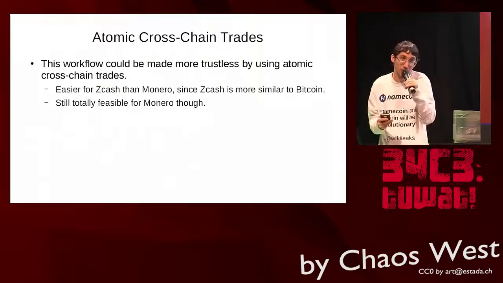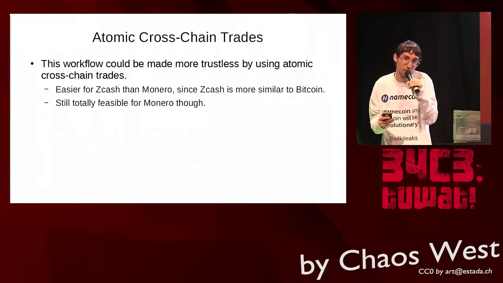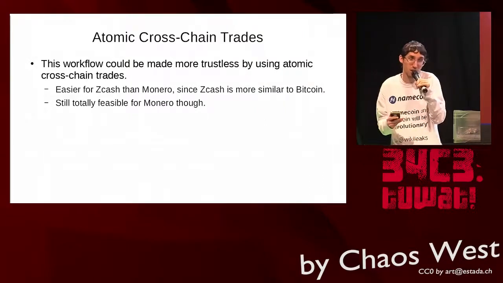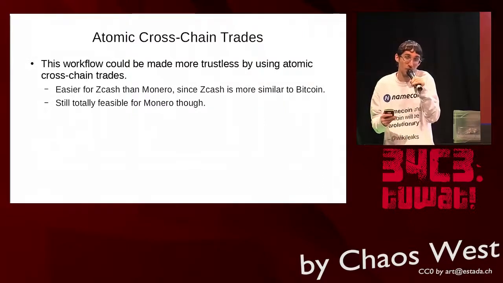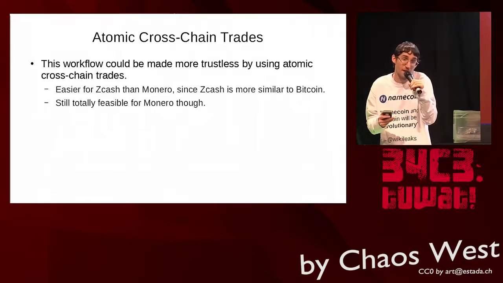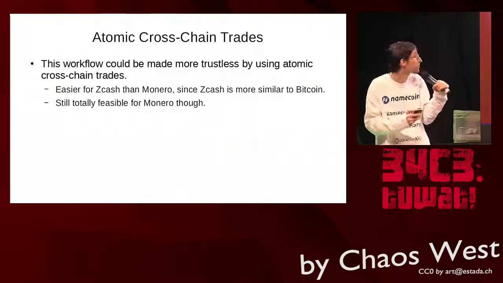This is easier to do for Zcash than it is for Monero, simply because most of the schemes that exist for atomic cross-chain trades assume something similar to Bitcoin, and Zcash is more similar to Bitcoin than Monero is. That said, I've been talking with people who are familiar with atomic cross-chain trades in a lot of detail. As far as we can tell, it should still be possible to make this work in Monero as well. It's just a little bit more extra work.